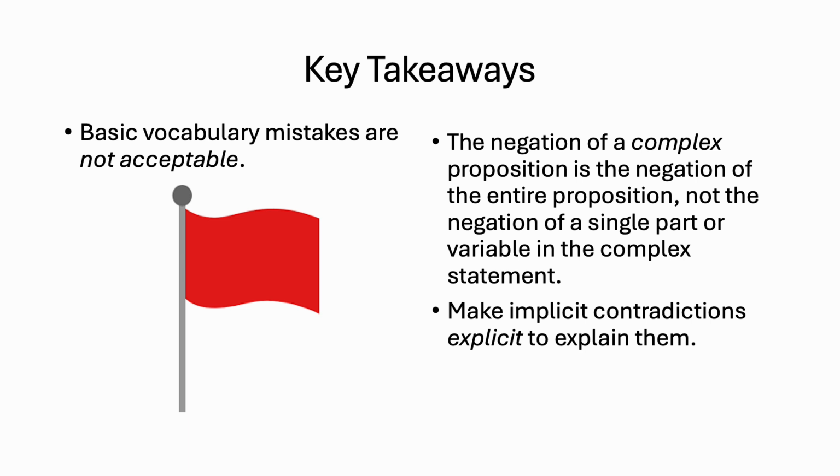Then the other 2 takeaways: the negation of a complex proposition or a complex premise is the negation of that entire complex proposition, not just a single part of it. And then in order to prove that an argument has a self-contradiction in it, you need to make the implicit contradiction explicit. So we're moving from 2 lines that are logically contradictory but are not the exact opposite verbatim wording of each other, to 2 lines that are the exact verbatim opposite of one another, to make that explicit. Right, so I hope that clears up a few common mistakes that people make with analyzing arguments in class.